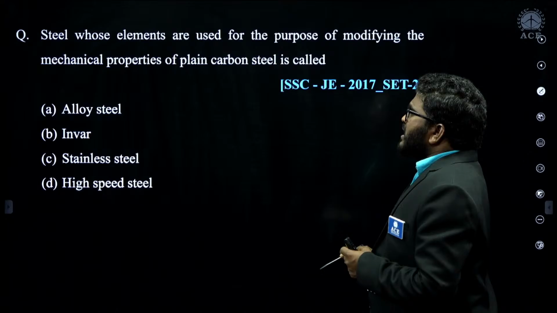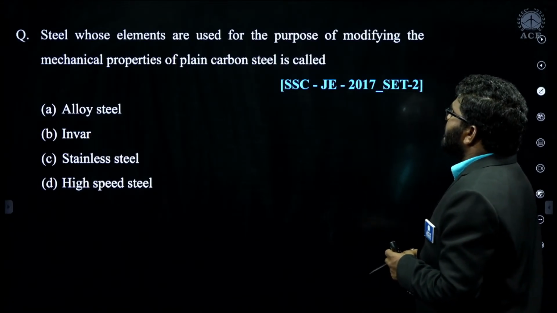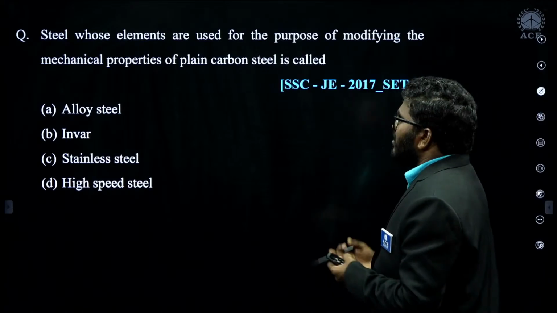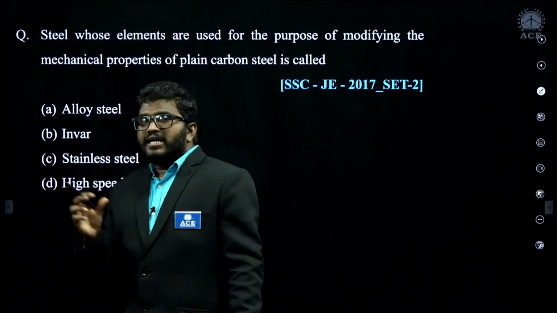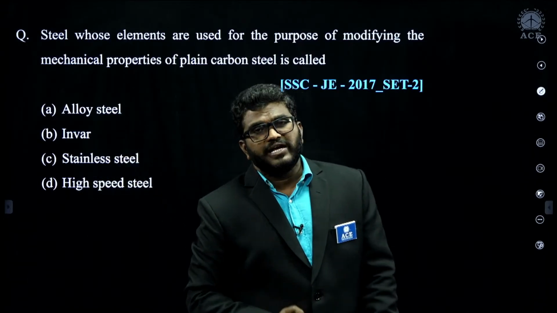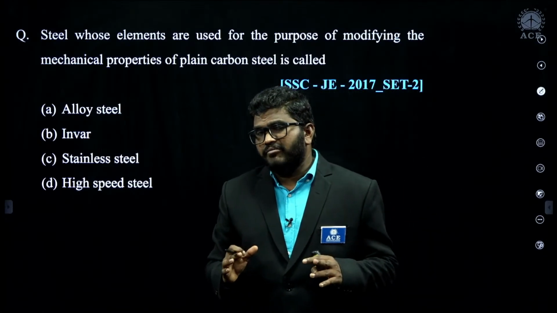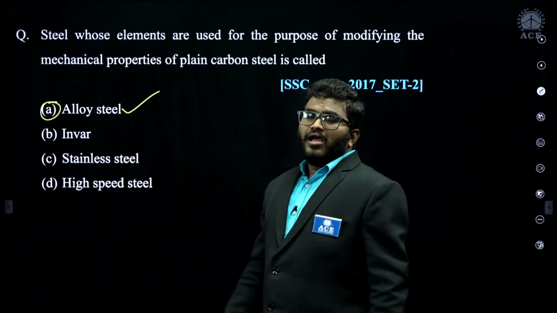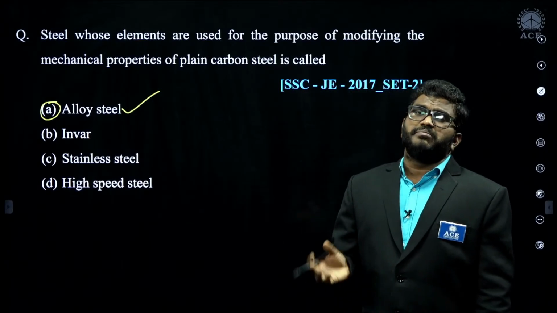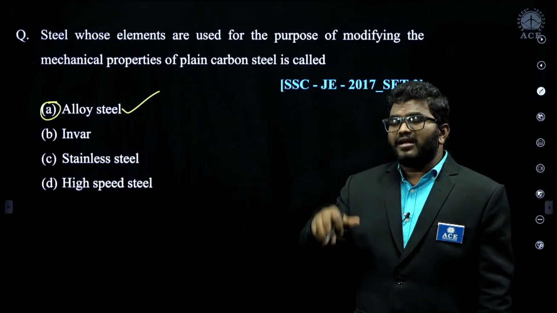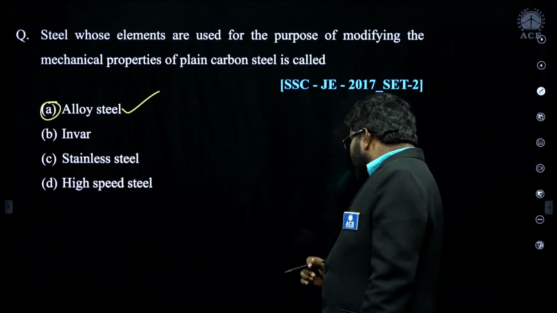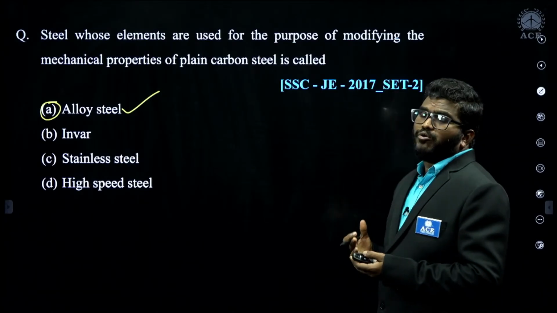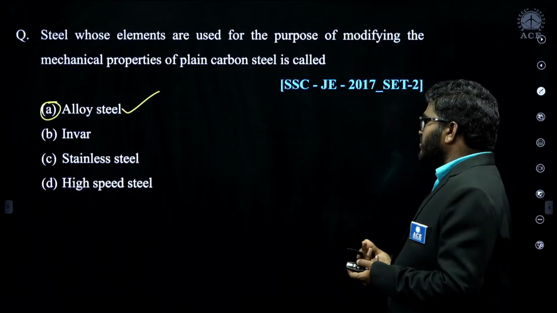A steel whose elements are used for the purpose of modifying the mechanical properties of plain carbon steel is called alloy steel. Remember, if we add other alloying elements to improve the mechanical properties of the material, we call it alloy steel. Alloy steel is produced from plain carbon steel by adding other alloying elements like chromium, nickel, tungsten, vanadium.